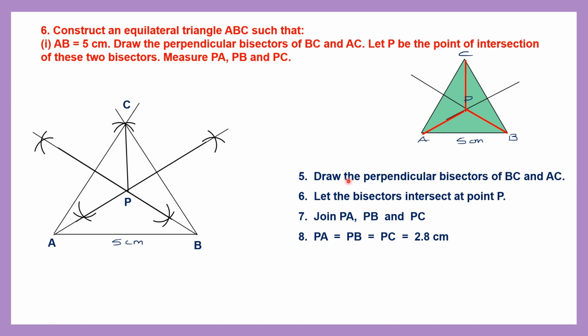So what have we done here? We drew the perpendicular bisectors of BC and AC. So BC, this is the perpendicular bisector. AC, we drew another perpendicular bisector. And then the question said join all these. So we've joined these three parts and we have measured to see that they are all equal in length. Okay, so this is question 1 here.